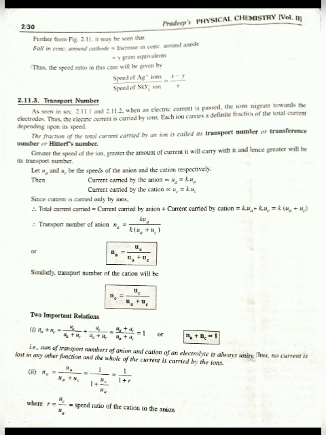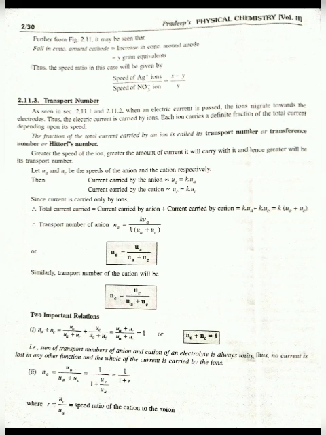Further, from figure 2.11, it may be seen that the fall in concentration around the cathode is equal to the increase in concentration around the anode, which is equal to Y gram equivalent. Thus, the speed ratio in this case will be given by speed of Ag positive ions upon speed of NO3 negative ions is equal to X minus Y upon Y.